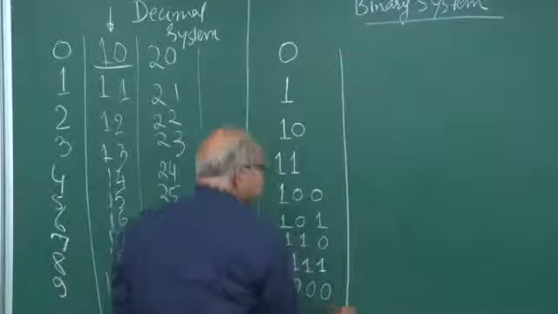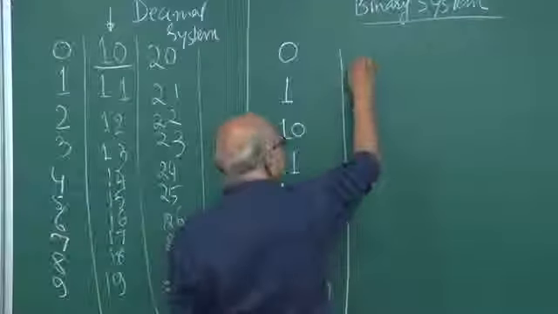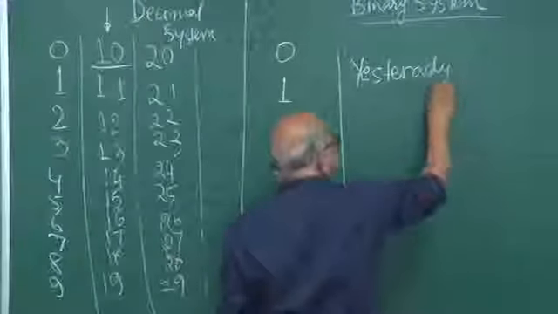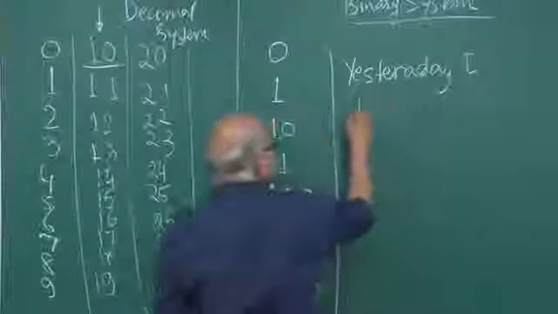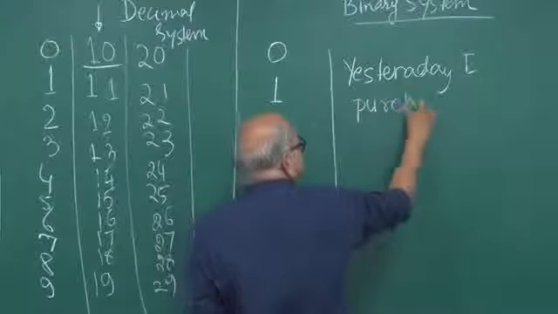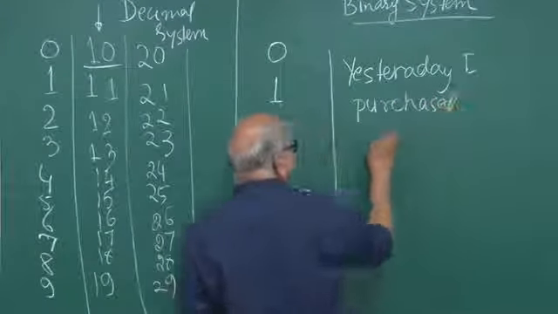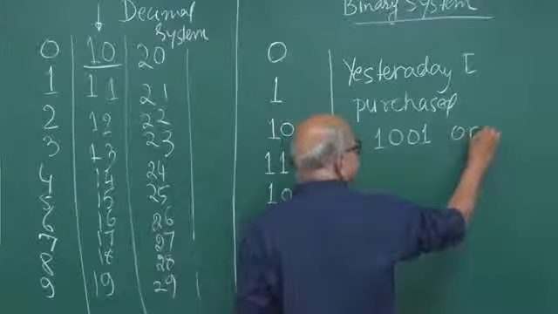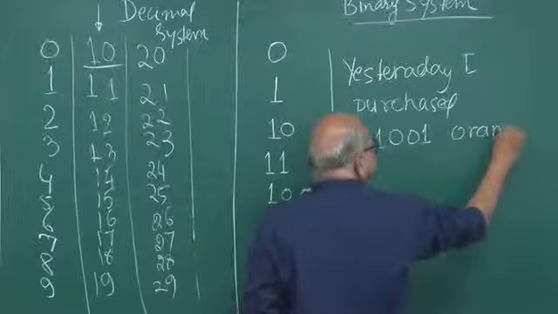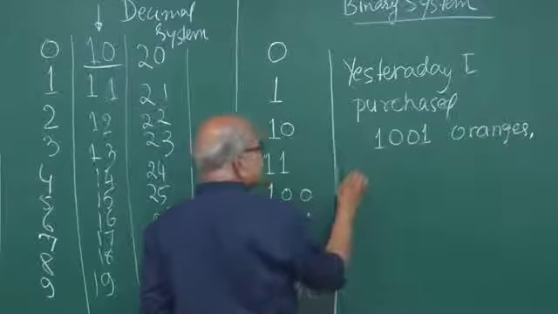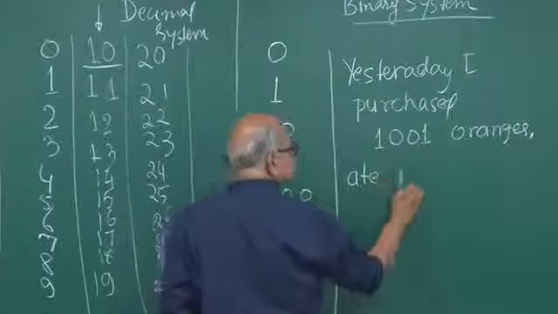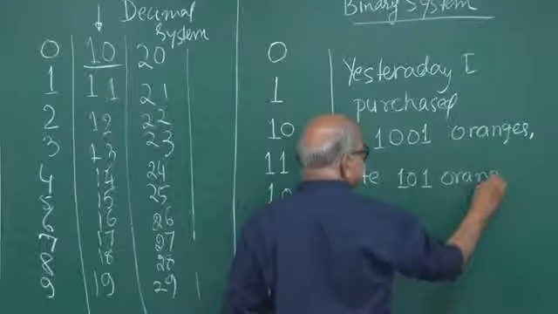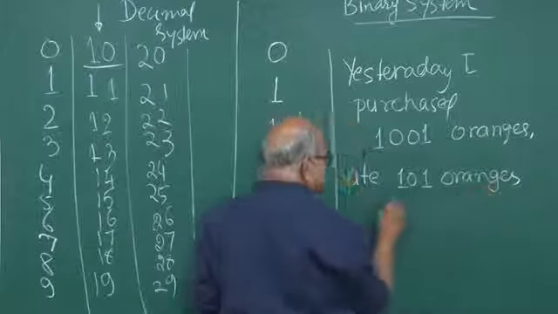So, suppose let me write a sentence. Yesterday I purchased, let us say 1001 oranges. At 101 oranges in the morning.